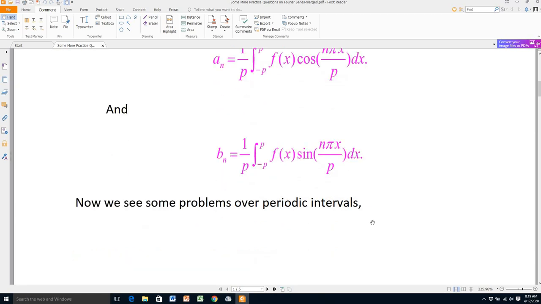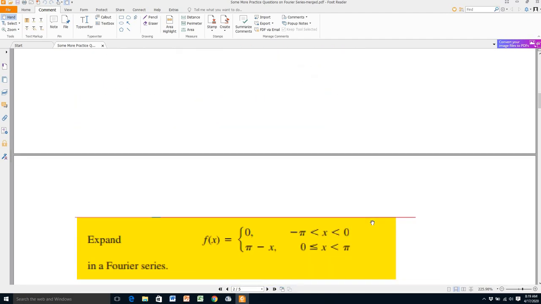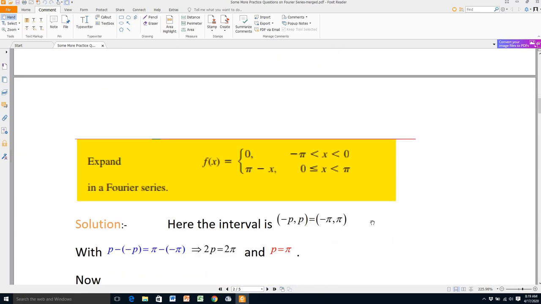Now we see some problems over periodic intervals. The first example I have taken from that book: expand f of x, a piecewise function, equal to 0 in the interval minus pi to 0, and pi minus x in the interval 0 to pi. You see here this is the periodic interval, minus pi to pi, for the Fourier series. Now we move toward its solution.